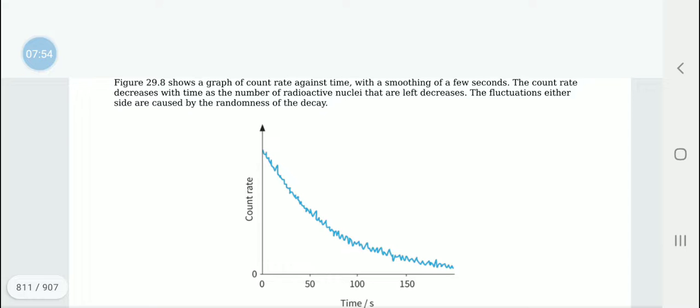The fluctuations are caused by the randomness of the decay. So you understand that because the number of radioactive nuclei decreases, that means lesser and lesser alpha, beta and gamma radiation would be produced. So the count rate is bound to reduce.